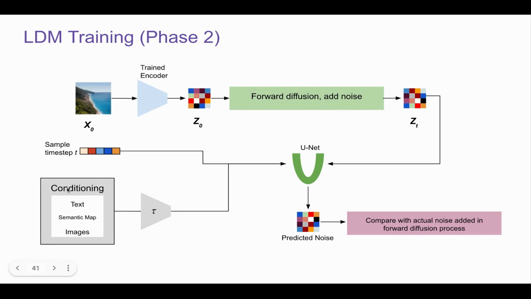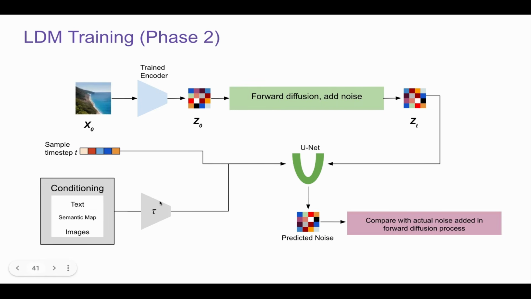We also pass in conditioning. Say you have text or semantic maps or images. A very common way to do it is, if you scrape an image from online, most likely there will be some text or additional information surrounding that image. You can scrape those texts and pass them in as conditioning.